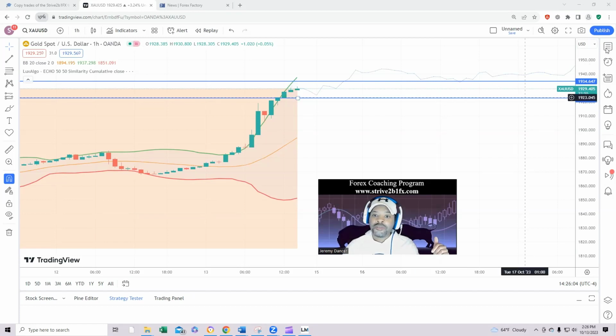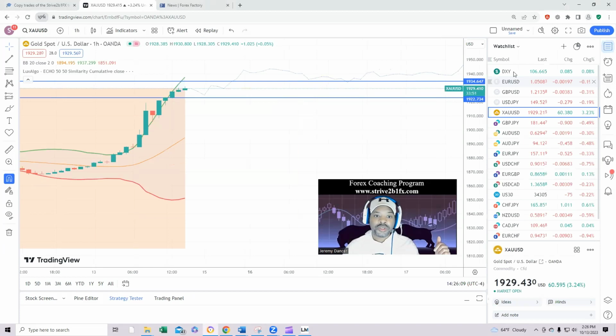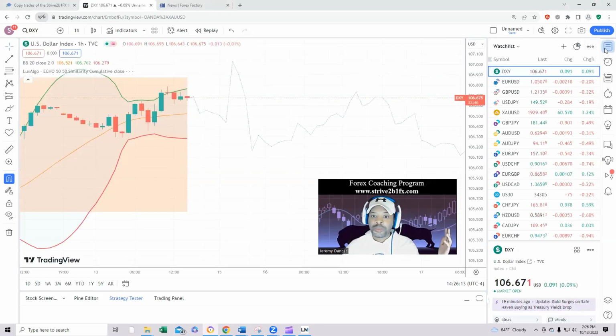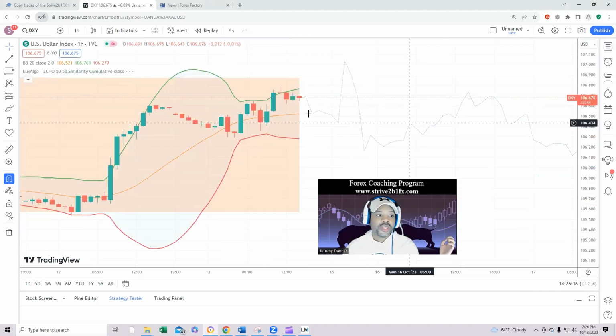Now let's look at, for example, the US dollar. The US dollar is also very popular to look at, so look at the prediction with this indicator.